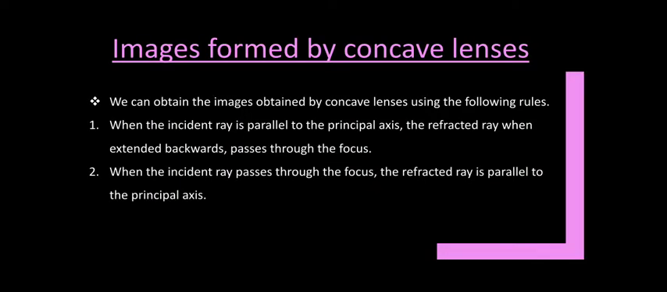Now, images formed by concave lenses. We can obtain the images by concave lenses using the following rules. First, when the incident ray is parallel to the principal axis, the refracted ray, when extended backwards, passes through the focus. Second, when the incident ray passes through the focus, the refracted ray is parallel to the principal axis. The rules are a little different, but almost the same.